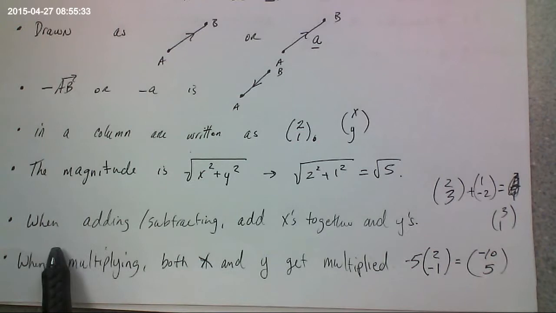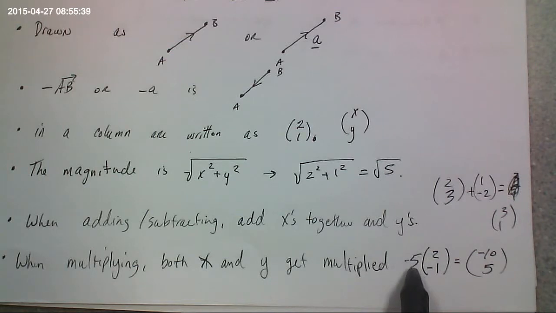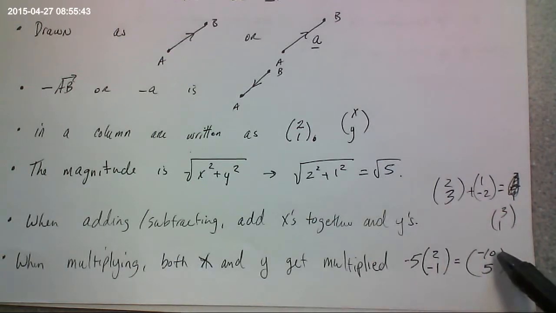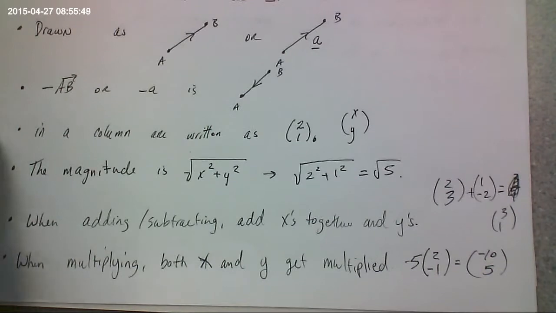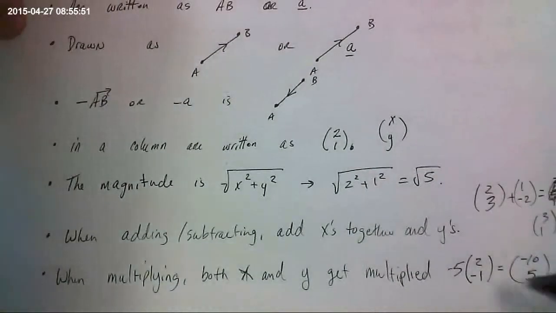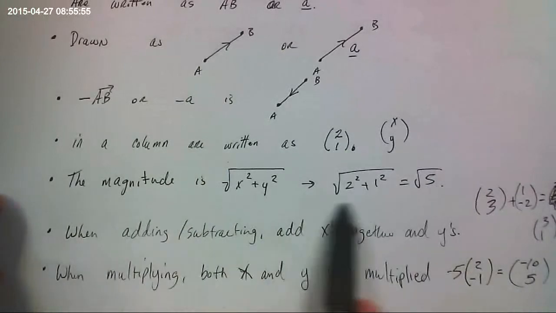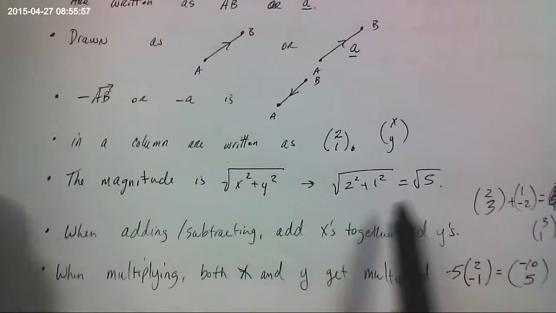When you're multiplying, both the x and the y get multiplied by the scale factor. So here, if I'm multiplying by negative 5, negative 5 times 2 is negative 10, and negative 5 times negative 1 is positive 5. Alright? This usually doesn't give much issue to students. It's not a problem. People forget this because easy come, easy go.